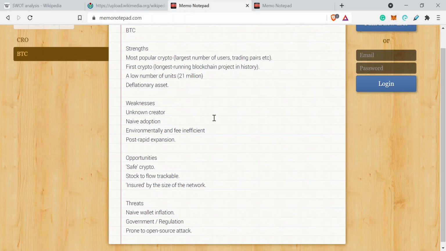And also it's insured by the size of the network. Okay, so there are quite a few hodlers who just want to hold and hold and hold. It will never sell, basically.